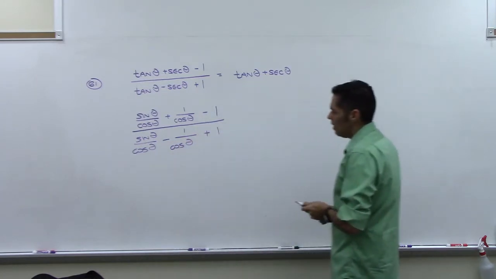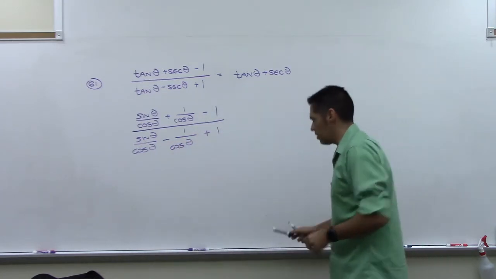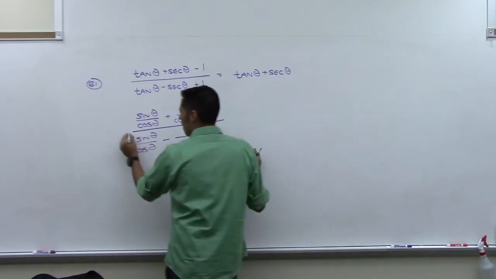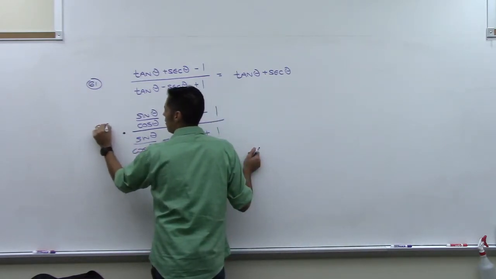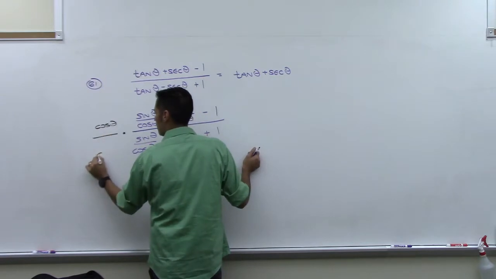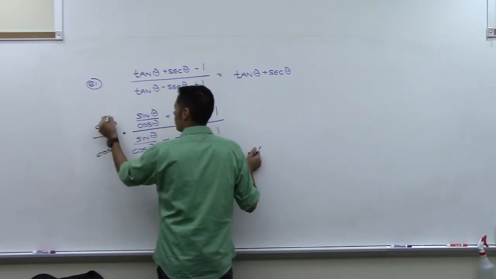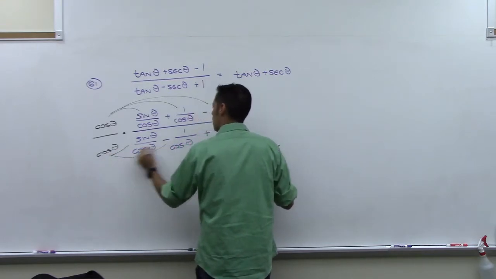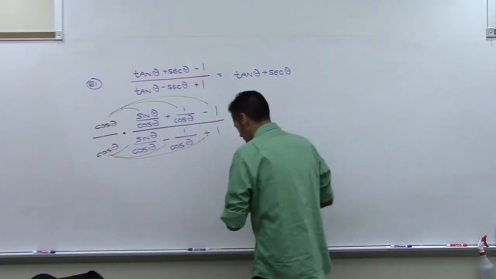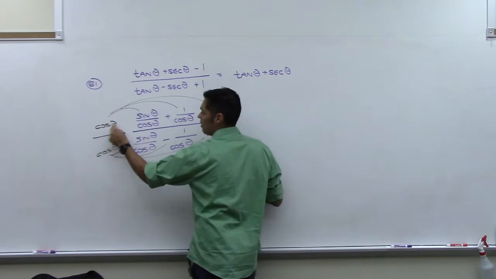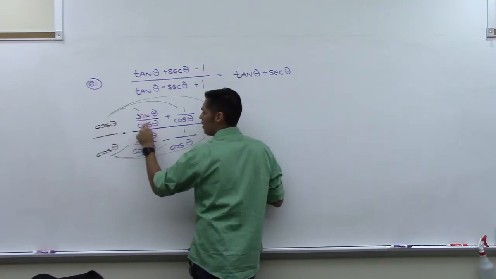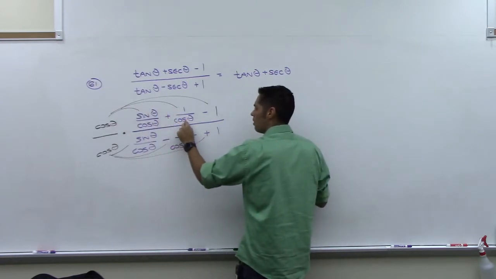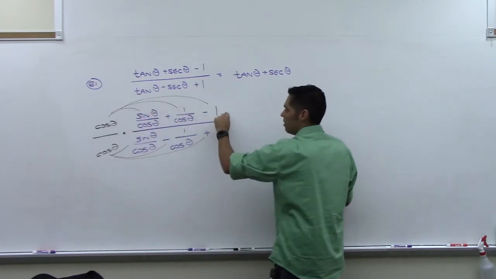So what I'm going to do now is going to be a little bit interesting. I guess I haven't done this yet. I'm going to multiply the top and bottom by cosine theta. So it's going to distribute here, here, and here. And remember, when it goes in, this cosine theta is going to be on the top. So it's going to be cosine theta times sine theta over cosine theta, then cosine theta over cosine theta, then just cosine theta.